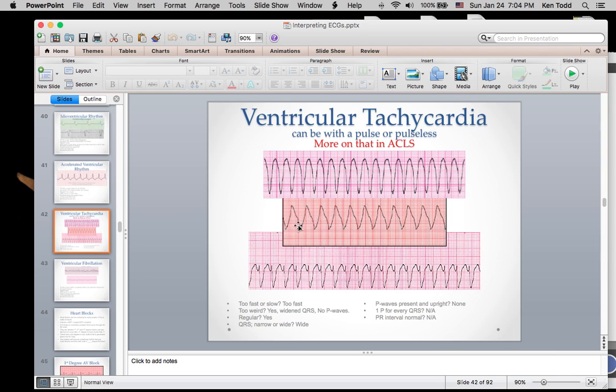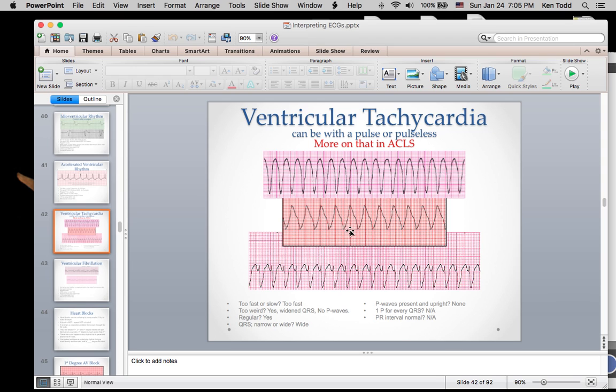So this is ventricular tachycardia. Now, you can have this with a pulse or without a pulse. You'll figure out more of that later. What you're going to see is you will have some sort of organized activity. Ventricular tach is, by nature, always fast. It's a tachycardia, so it's going to be a rate over 100. Typically, you'll see it in rates around 170 to 180.